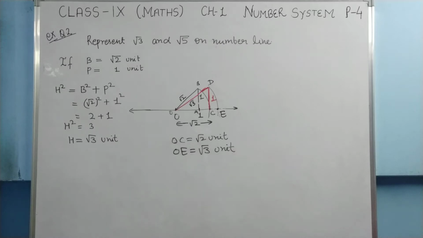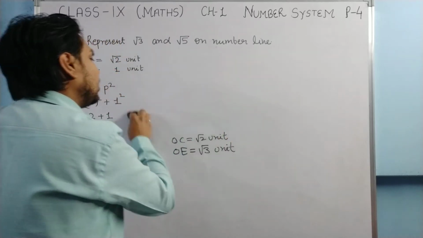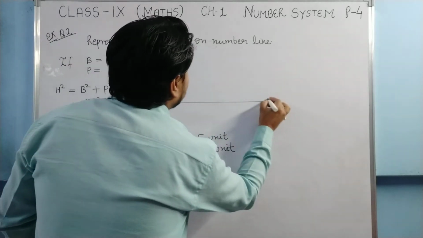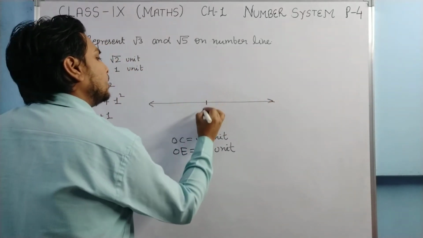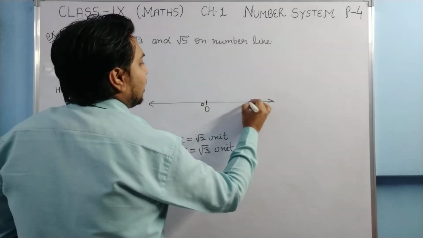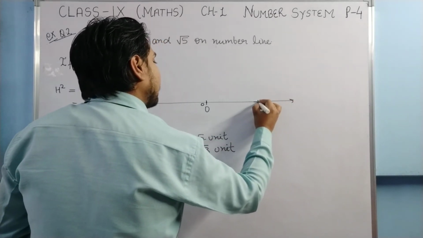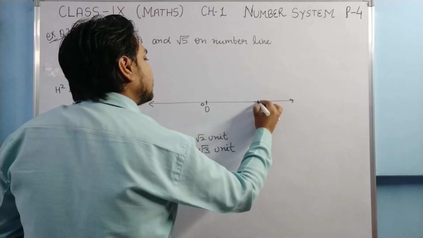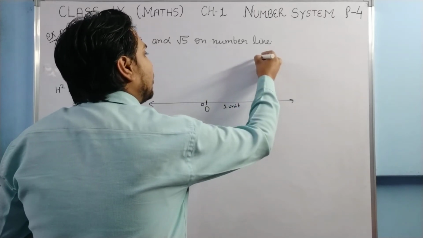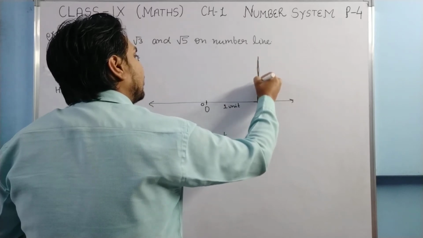I am just explaining it once again because the figure is too small. Let us see how I have drawn it one more time. This is the number line. This is your 0, which is point O. We have taken 1 unit, so from O to this point A, suppose it is 1 unit. At perpendicular also we have to take 1 unit.